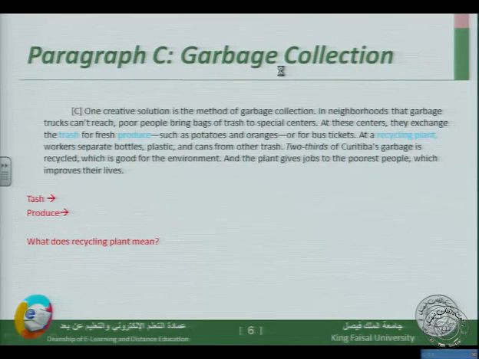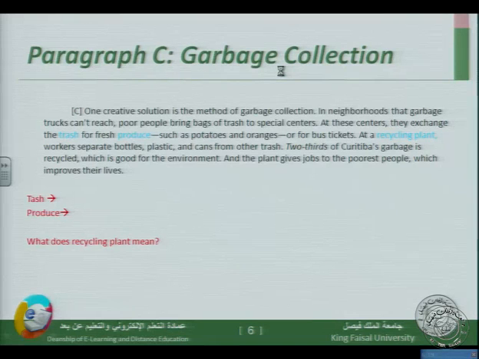Paragraph C. Here, let us just talk about the garbage collection in this paragraph. These paragraphs are related, okay? So you can check your textbooks and do the same thing, just like what I'm doing here.